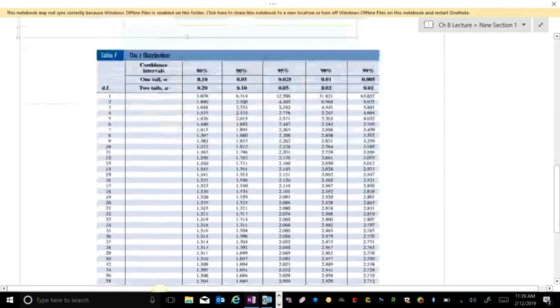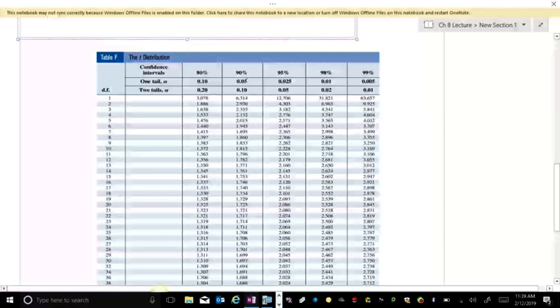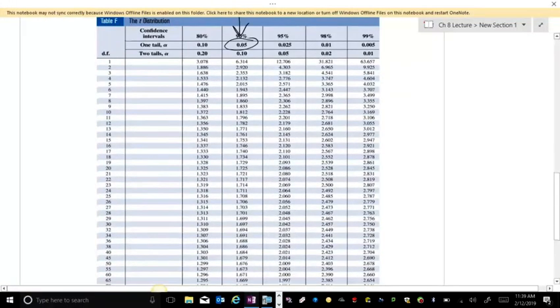Okay, so here's table F. We have 0.05 with one tail. That puts me in this column here, and I'm looking for 39 degrees of freedom. Degrees of freedom is along the left. I have a 38 and a 40. I don't have a 39, so I'm going to go ahead and always go up to the next one. I'm going to go up to 40.